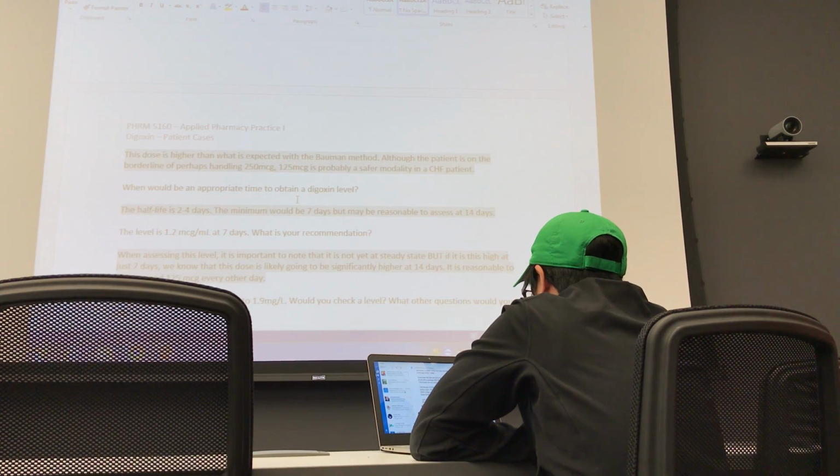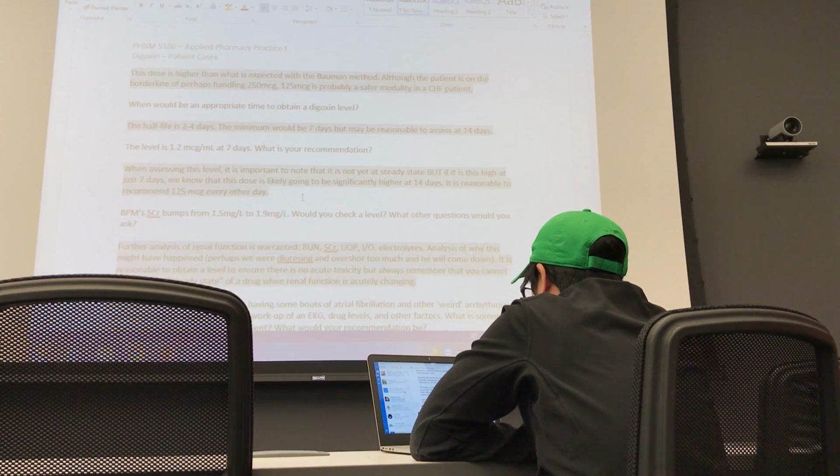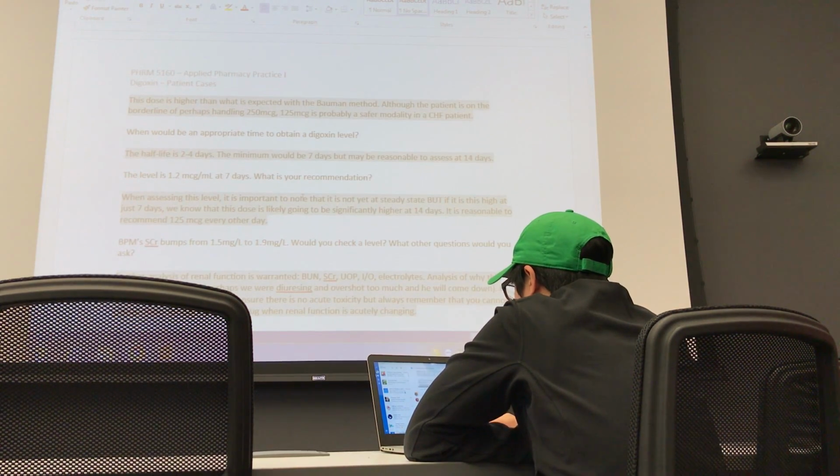So yes, in this guy with this bump, we will get a level the next day and kind of look at what else he's up to. So what's his BUN, what's his serum creatinine, ins and outs, electrolytes, how is he doing overall?